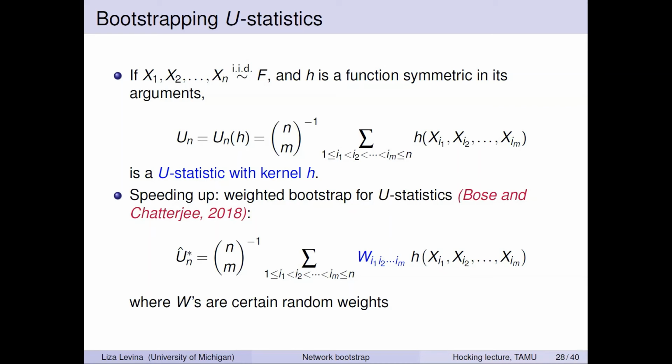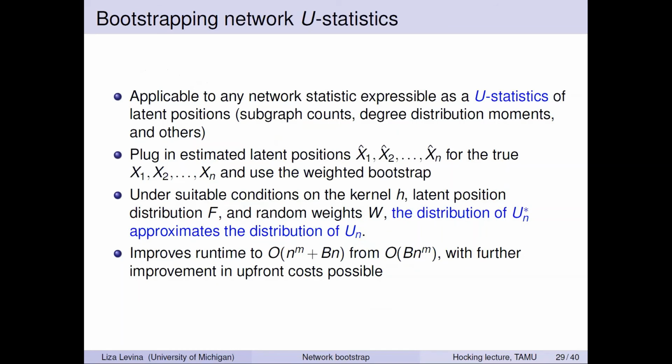So for networks, that's nice because I don't need to construct all these matrices. And so what we showed is that we can do the same exact thing for any network statistic which can be written as a U statistic of latent positions. So subgraph counts are included in there, degree distribution, and so on. And again, using the previous theory, we can show that the distribution will approximate the correct thing.